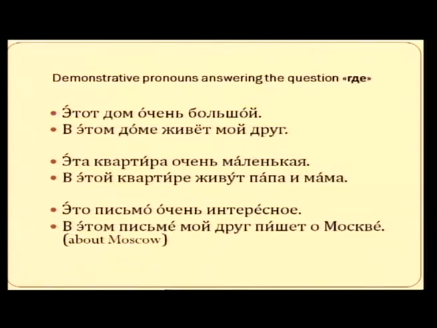Это письмо очень интересное. This letter is very interesting. В этом письме мой друг пишет о Москве. In this letter, my friend writes about Moscow. So accordingly, if you pay attention to the usage of этот, эта, это, these demonstrative pronouns have been used with certain examples to show how этот, эта and это change according to the prepositional case.